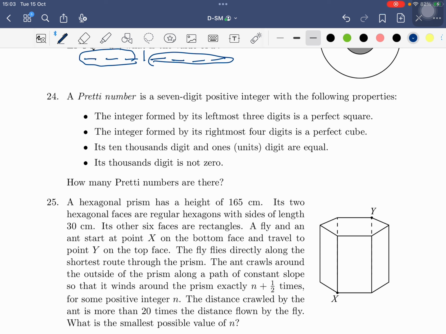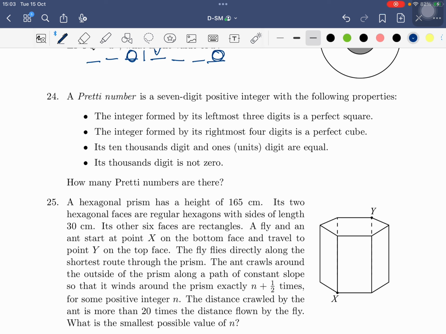So there are more conditions. The 10,000s digit, which is here, and the unit digit here should be equal. And the thousands digit is not 0. Okay, which means it should be a 4-digit perfect cube. So let's try to make it.